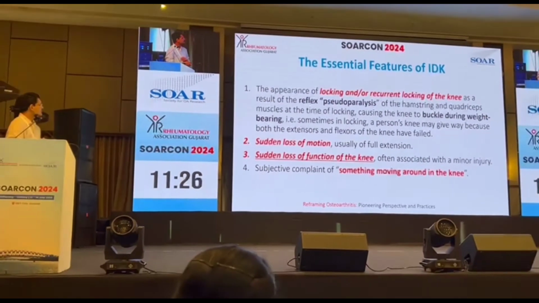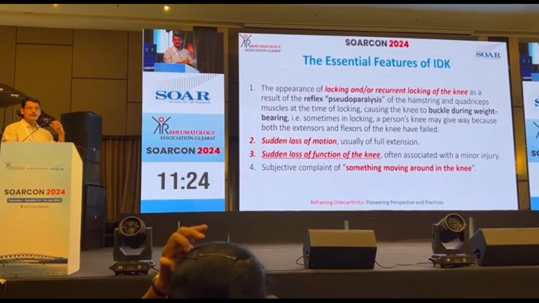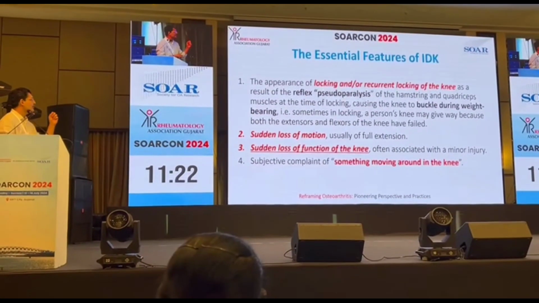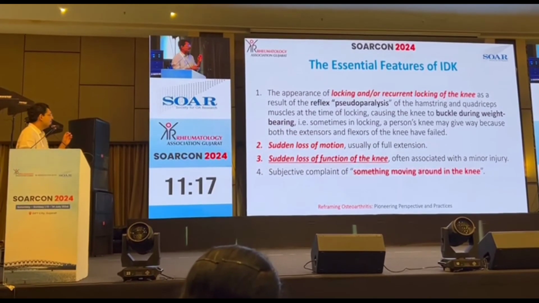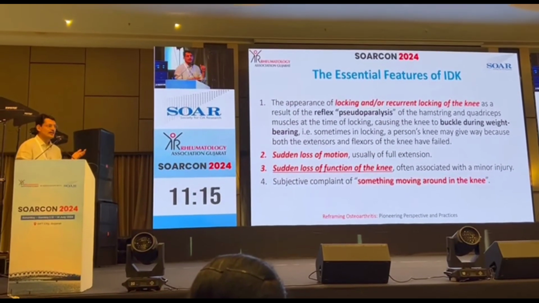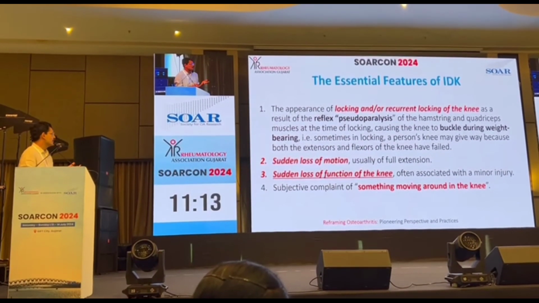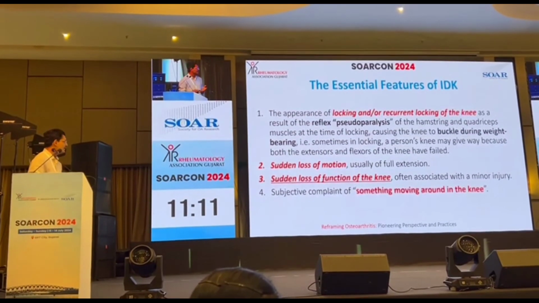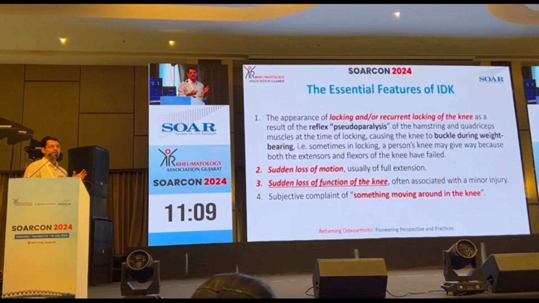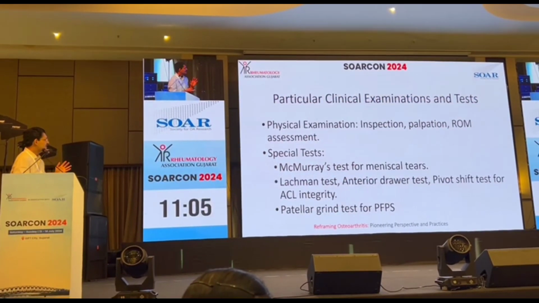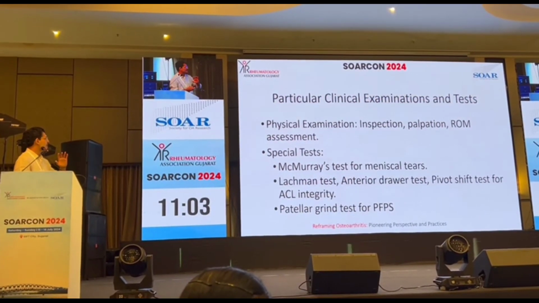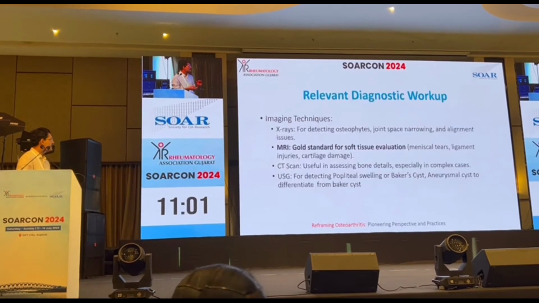etc. Now, the essential things, as I am repeatedly emphasizing, are painful recurrent locking, pseudoparalysis of the knee, inability to bend the knee, inability to extend the knee, sudden loss of motion, sudden loss of function of the knee, and occasionally you may have a patient complaining of something which is moving inside the knee. Physical examination, you have to do inspection, palpation, range of motion, and some special tests.